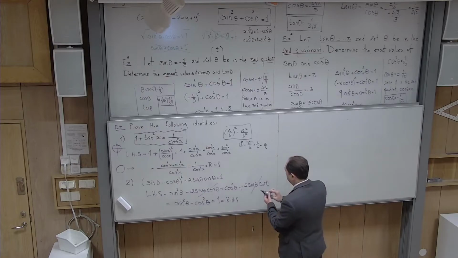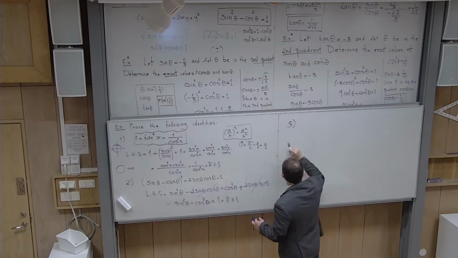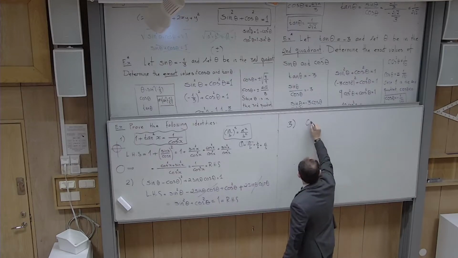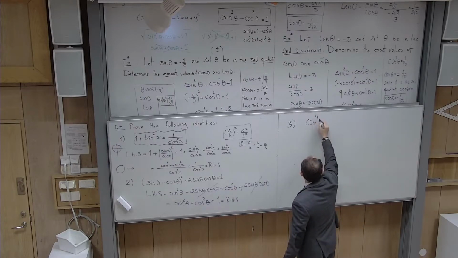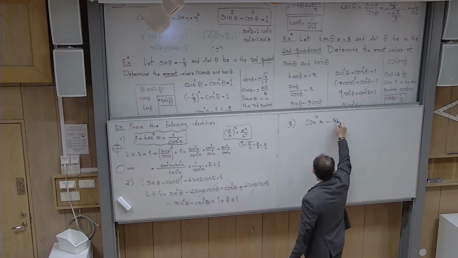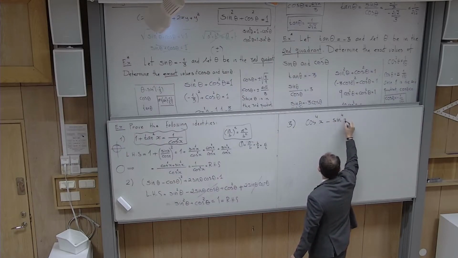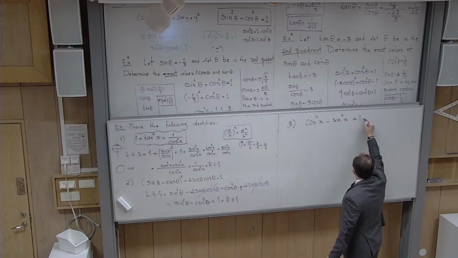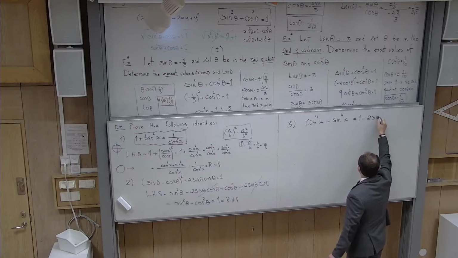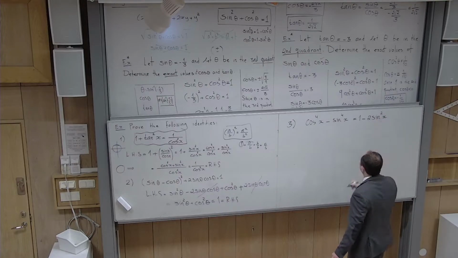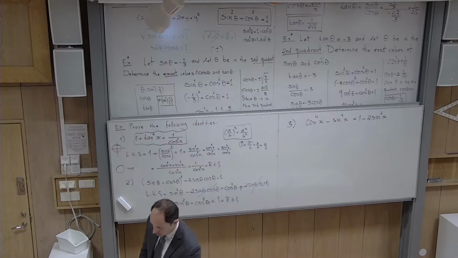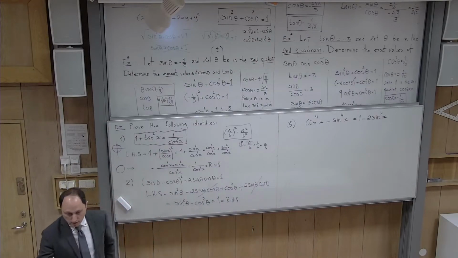So number 3. Sine, cosine, trigonometry. So let me think a little bit. So cosine to the power of 4x minus sine to the power of 4x is 1 minus 2 sine to the power of 2x. Okay? I want to wait for you a little bit so that you can think about how to solve the problem yourself.